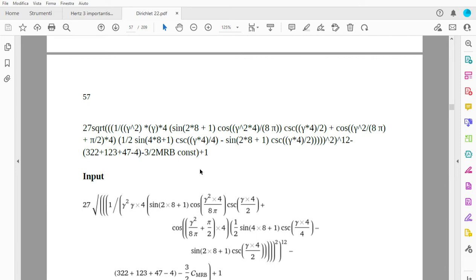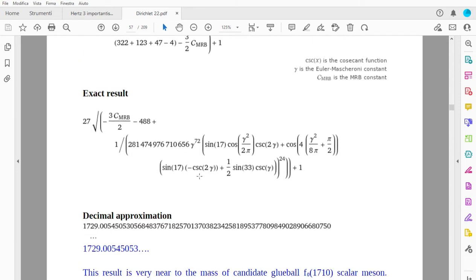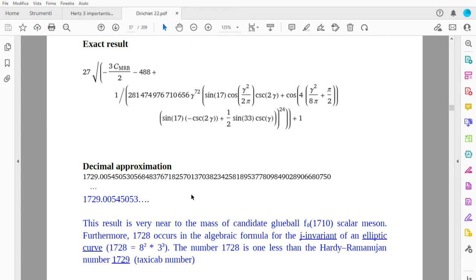Again, from this expression we obtain, after some calculation, these other results, practically 1729, a value very near to 1729. It is the so-called Hardy-Ramanujan number and is very close to the mass of the candidate glueball f0(1710) scalar meson.